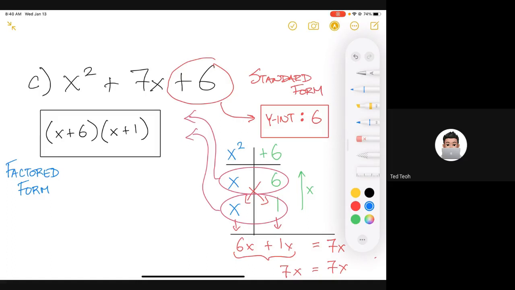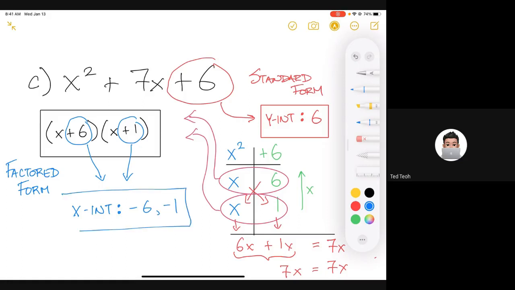But I need to find out what the x-intercepts are. Okay, so the x-intercepts are the numbers inside the bracket. And we just have to remember it's going to be the opposite signs. So it's going to be -6 and -1. That is how I find my x-intercepts when a question is in standard form. All right.